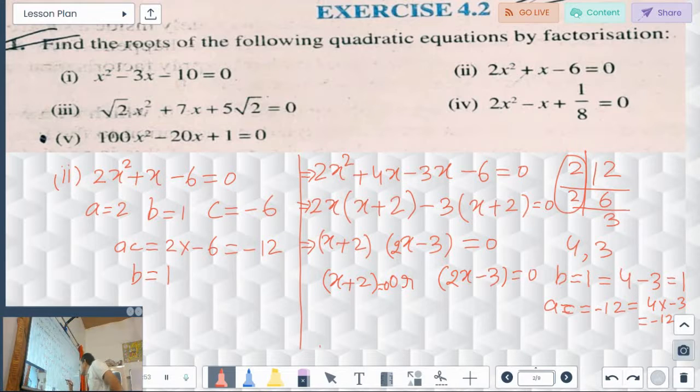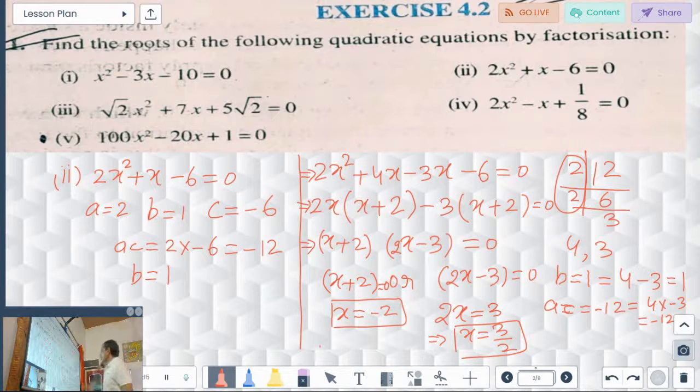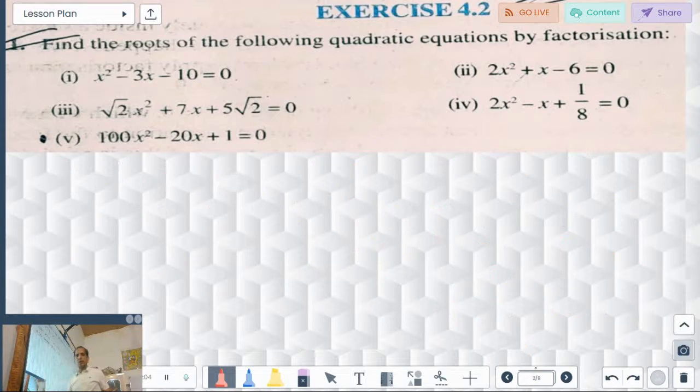Now x equal to minus 2 or 2x equal to 3, and x equal to 3 by 2. There are two roots, minus 2 and 3 by 2. Okay, let's calculate question third.